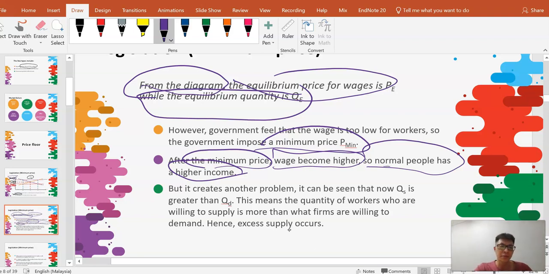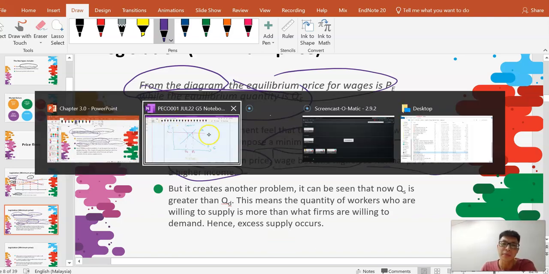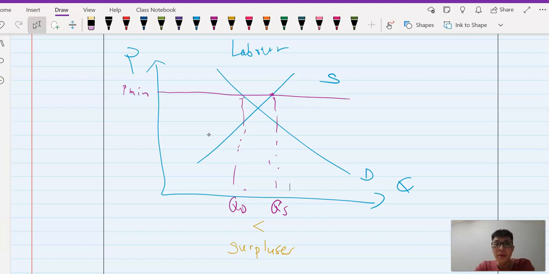Now it creates another problem. The QS is greater than QD. This means that the quantity of workers who are willing to supply is more than the firms that are willing to demand. Why will this occur? This will occur because now the minimum wage is more expensive. So some employers might want to do the dishwashing themselves. They might want to take orders themselves, if they are in a restaurant setting, right, so that they can save some cost of labor. So the quantity demanded actually drops when the minimum wage is higher than the equilibrium price.